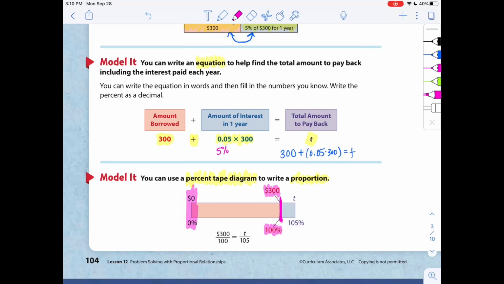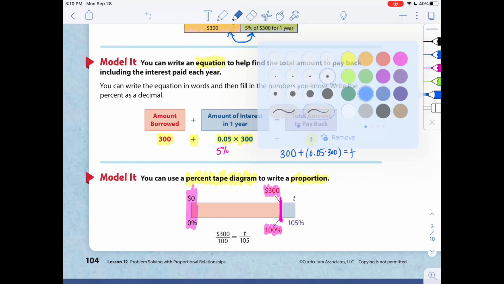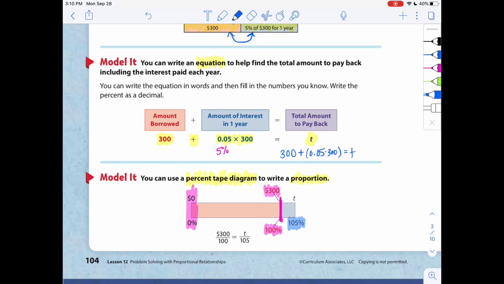So that's where you get the 105. So remember, he's paying back 5%. So that's why it's 105. 100 plus 5 is 105. So this blue part of our tape diagram helps us model that extra amount that he's going to have to pay back. So he has to pay back 100% of what he borrowed plus a little bit more. So he's paying back a total of 105%.